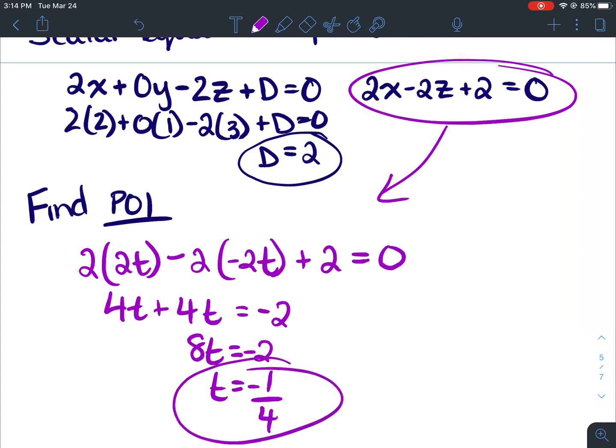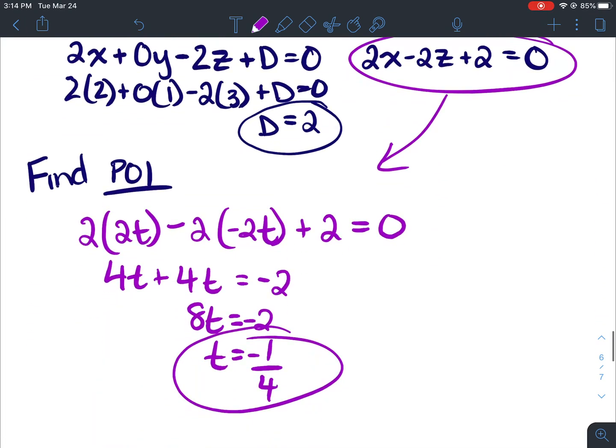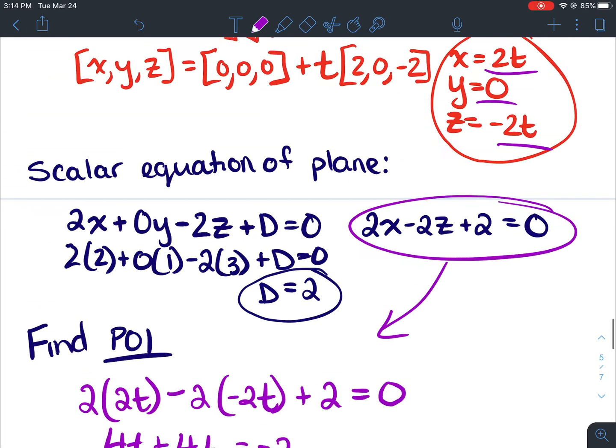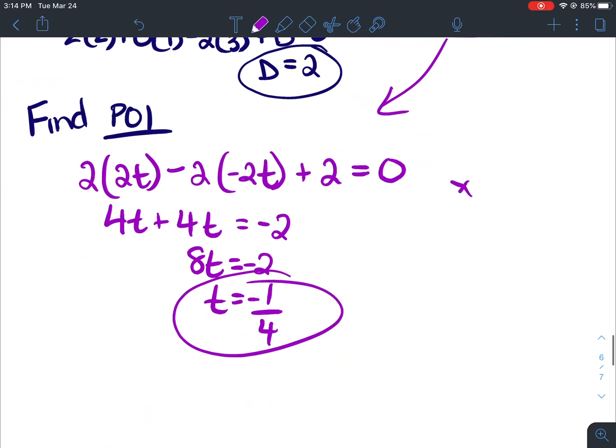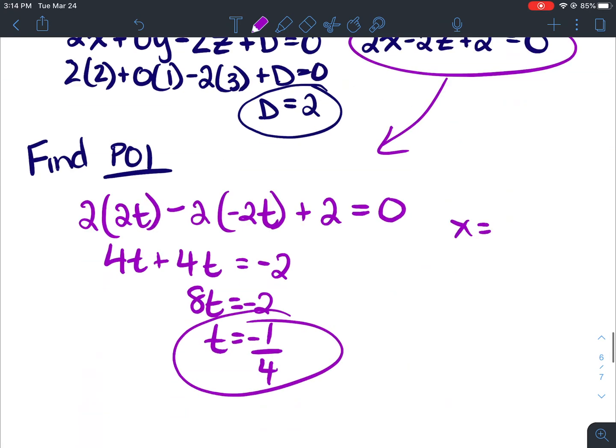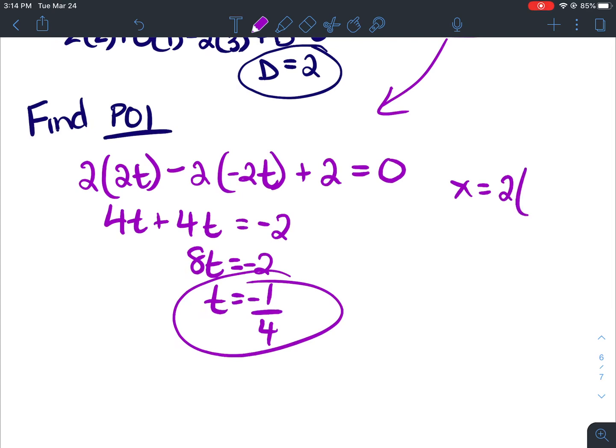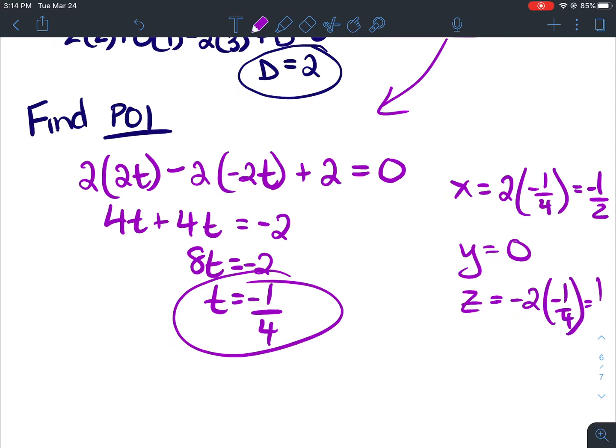Okay, cool. So next, now that we found the t value, we've got to sub that back into our parametric equations. So x is equal to what? 2t. So 2 times negative 1/4, which is negative 1/2. Check. And then y is equal to 0. And z is equal to negative 2 times t. So positive 1/2.